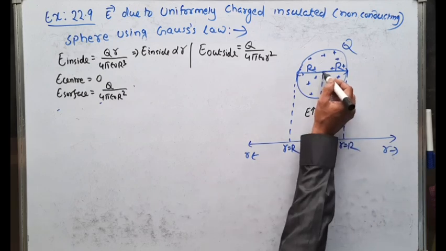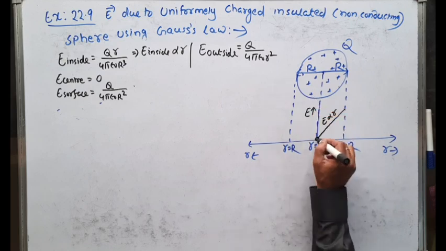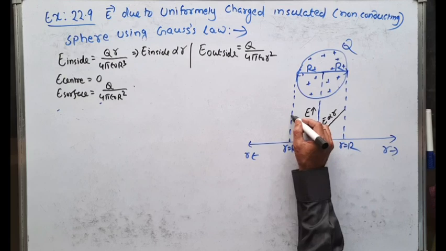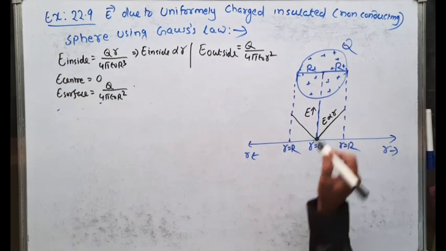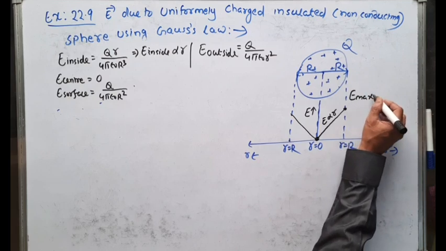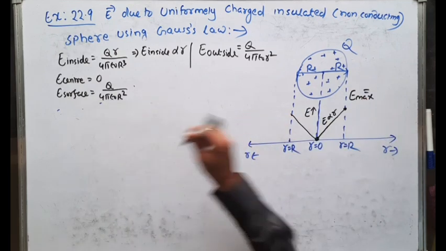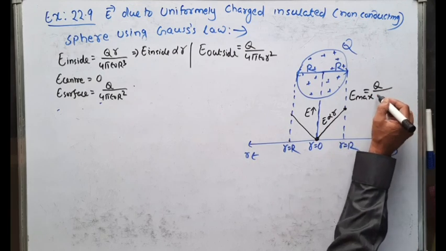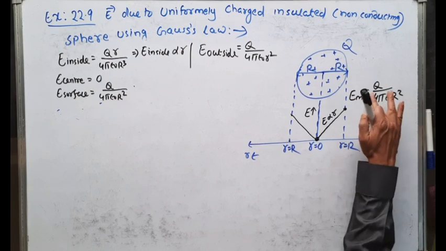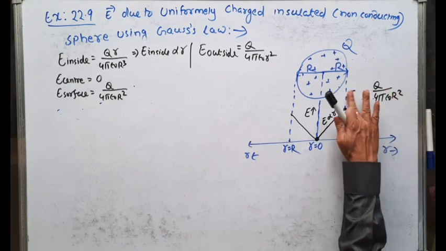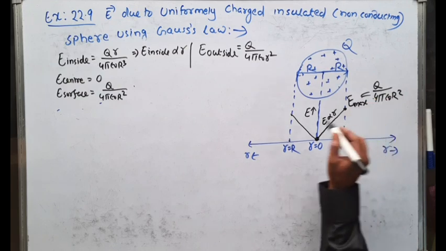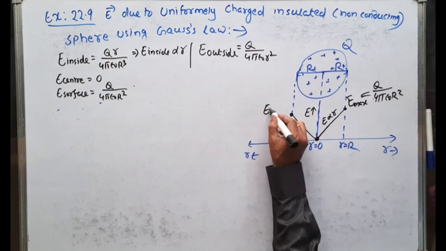So if you come to left side, from this point to this point, it is internal point. So electric field intensity increases linearly. And what is the maximum electric field intensity? Maximum electric field intensity is on the surface. What is the value of electric field intensity on the surface? Q upon 4 pi epsilon naught r square. So this is the maximum electric field intensity on the surface. Here also you will get maximum.